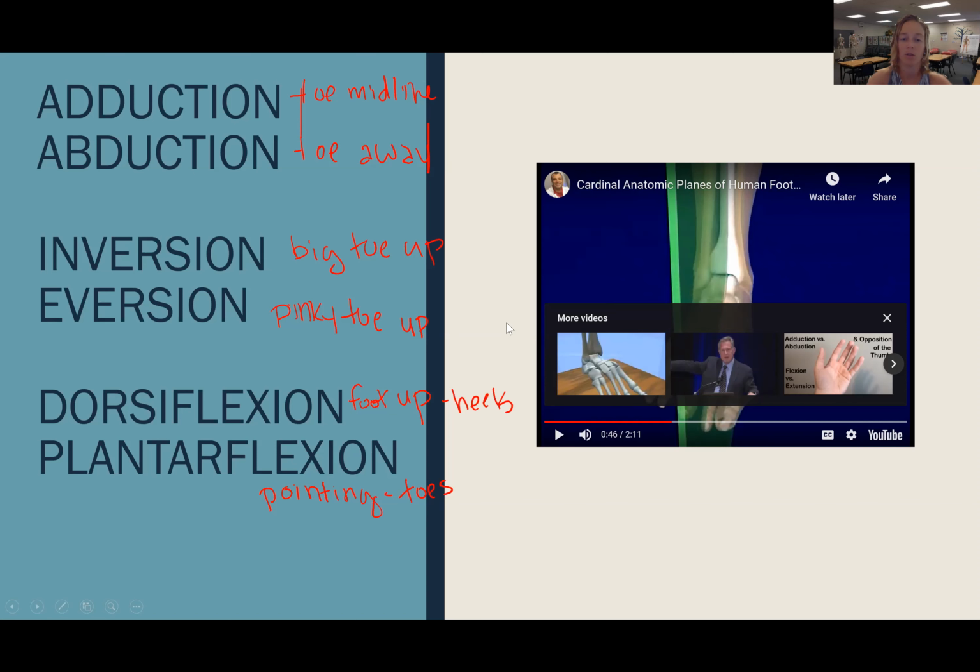So you can write that down here. Pronation, supination. And these are multiplanar.